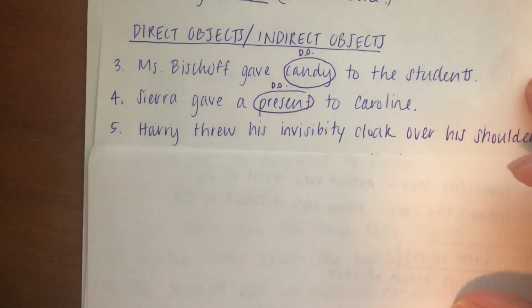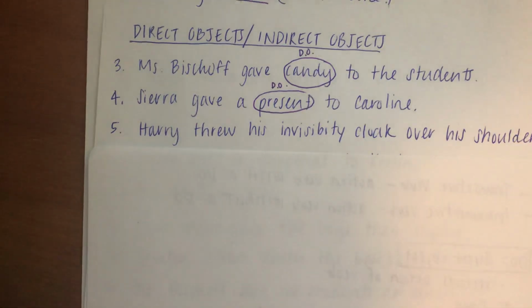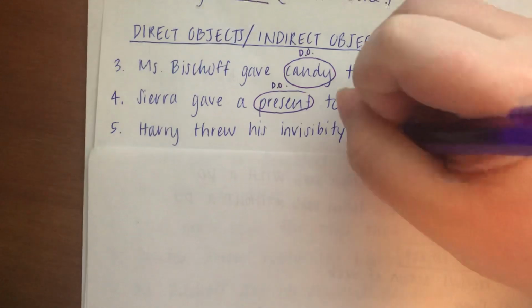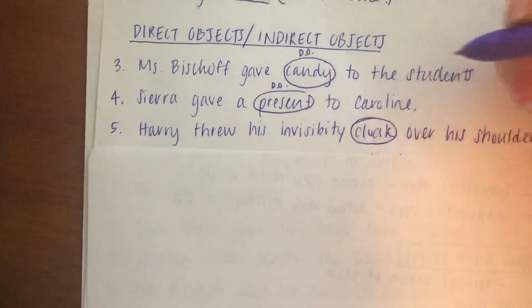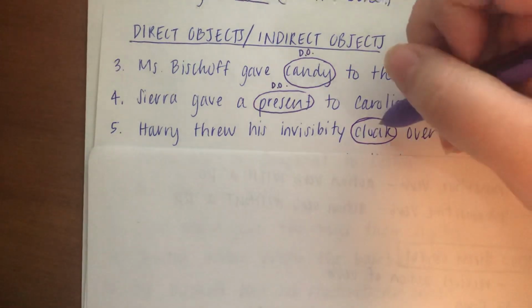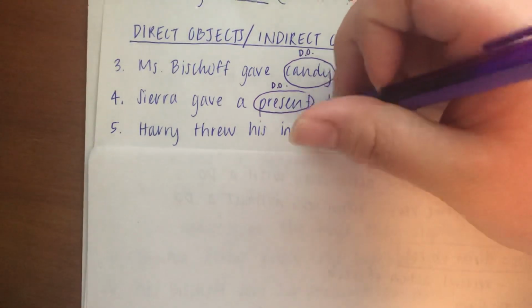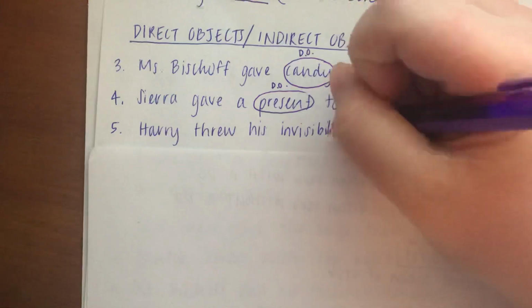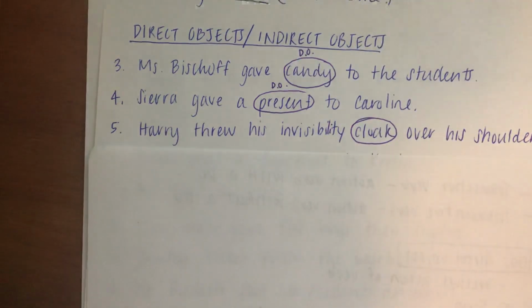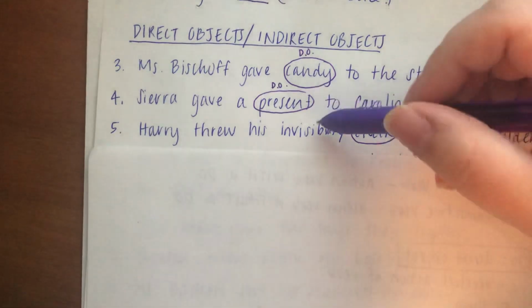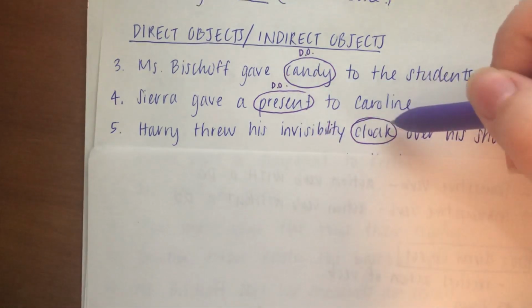Number 5, Harry threw his invisibility cloak over his shoulders. Threw what? Cloak. All right, this is the part where a lot of you would probably ask, Miss Bischoff, is it cloak? Is it just cloak? Or is it invisibility cloak, which I spelled wrong, invisibility cloak. Normally, I would say, hey, I don't care. Both are the correct answer. Invisibility is just an adverb describing cloak.